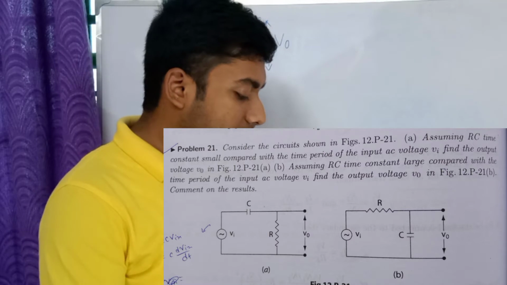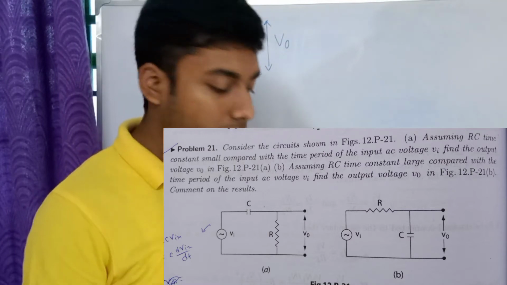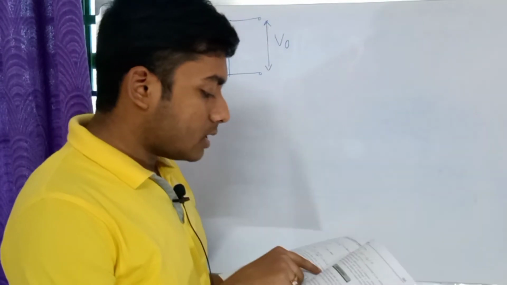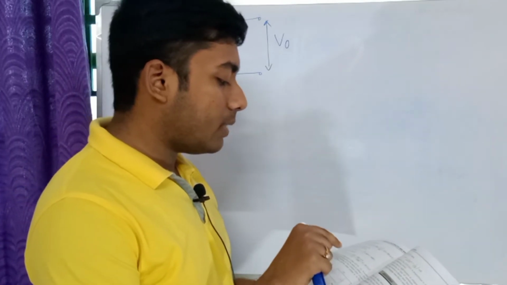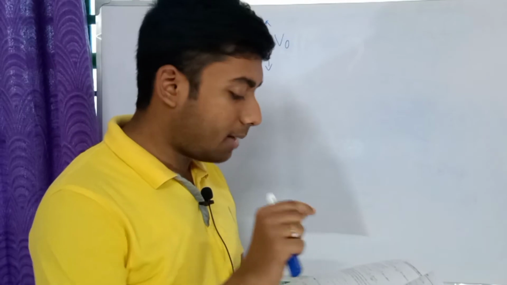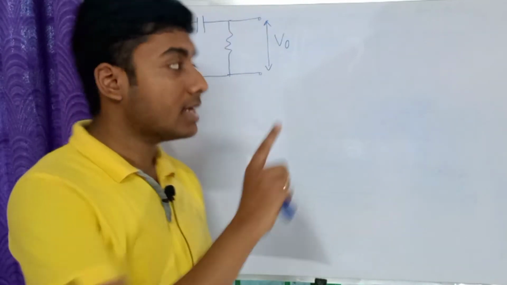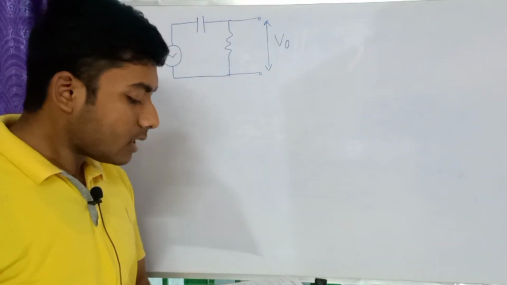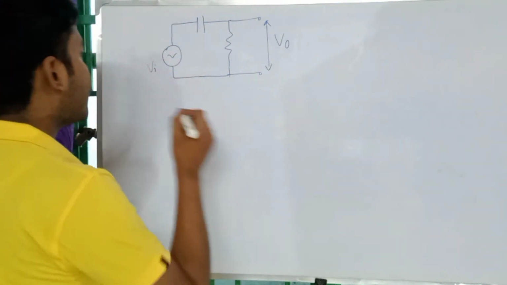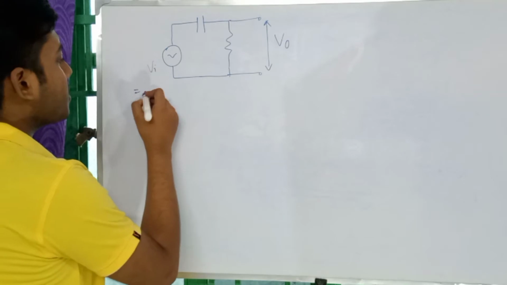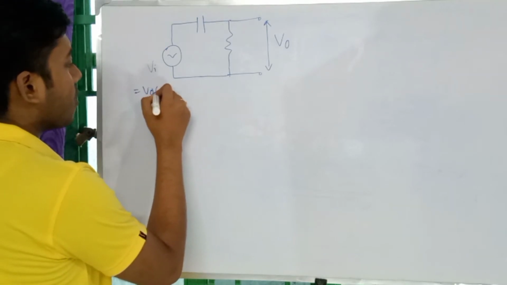Here I am taking the first problem as problem A. Assuming the RC time constant is very small compared with the time period of the input AC voltage, we have to calculate the V output of this circuit. V input, we know, is V naught cos omega t.